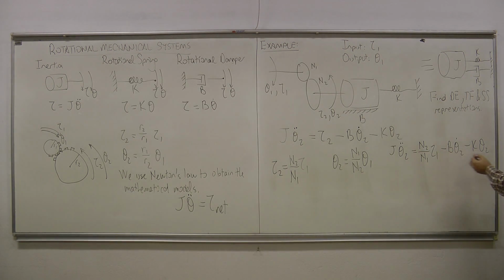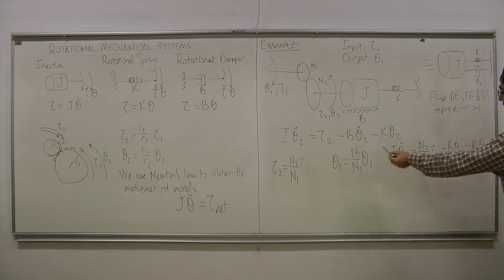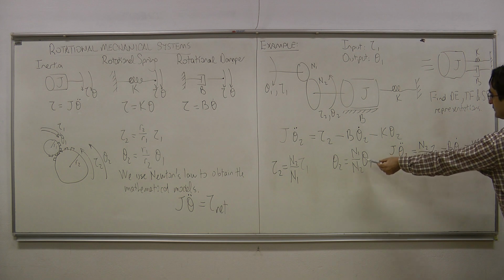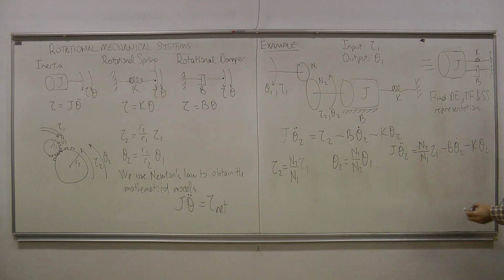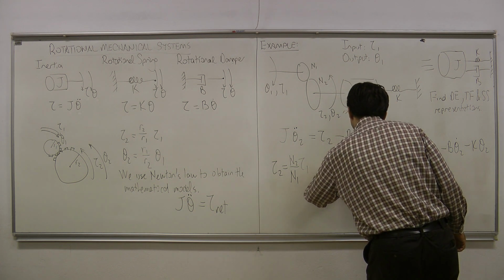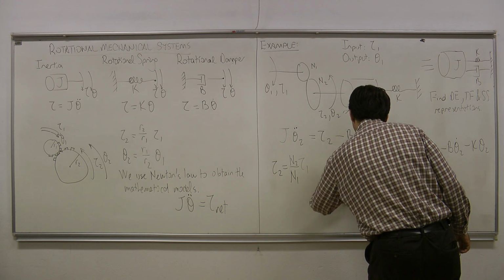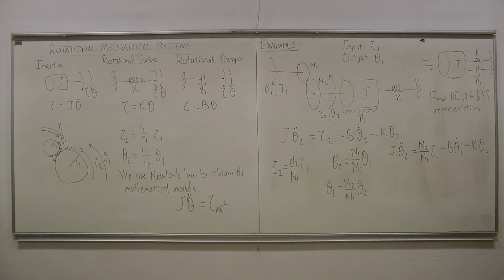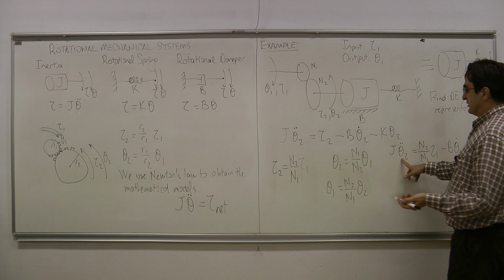So now the only thing that I have to do is to convert these theta 2s into theta 1s. Okay? And in order to be able to do that, I will try to substitute here these variables into here. So I see from this equation that theta 1 is equal to n2 over n1 times theta 2. Okay? So what about the derivatives?